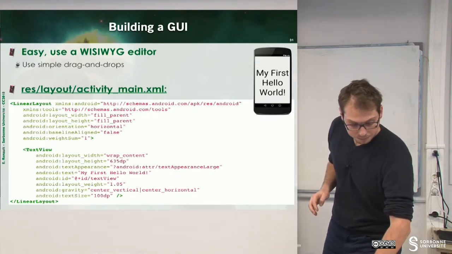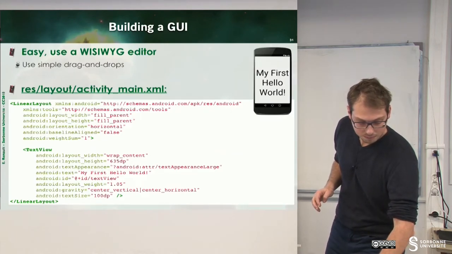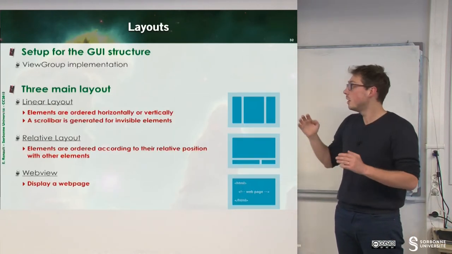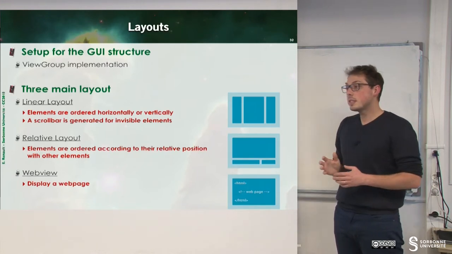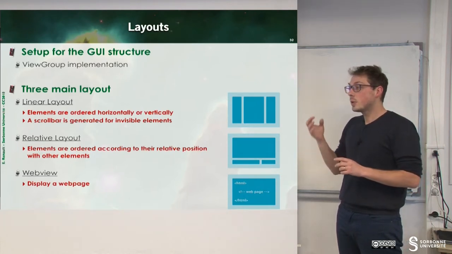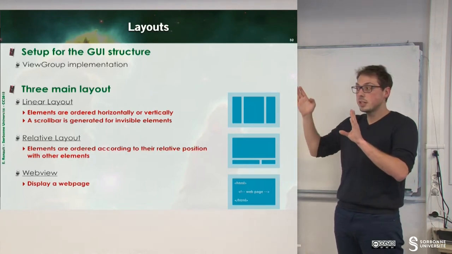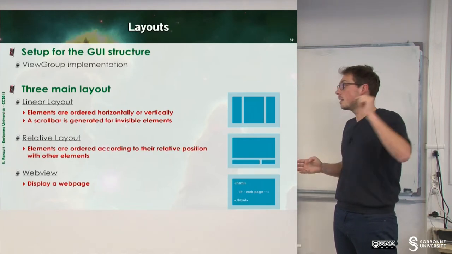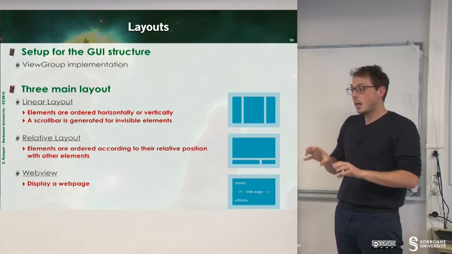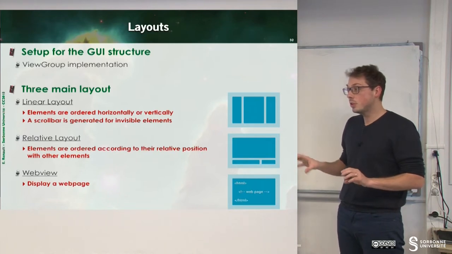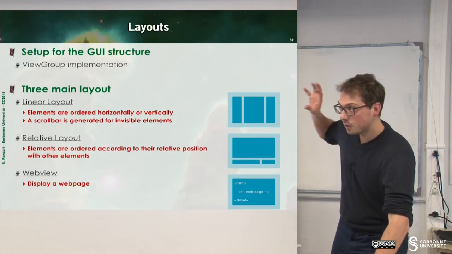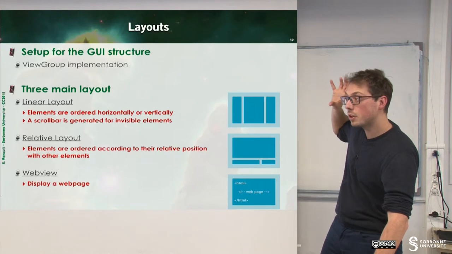Now, okay, we can observe that this user interface has a specific form, which means that it has to be in a layout. So a layout is defined in three ways. We can have a linear layout where elements will be positioned next to each other horizontally or vertically. We can have a relative layout where you position the element according to your wishes, or you can have a web view where you can just take a web page and display it inside of Android.